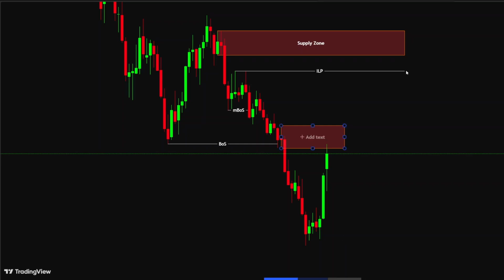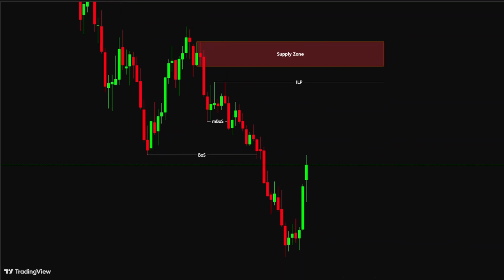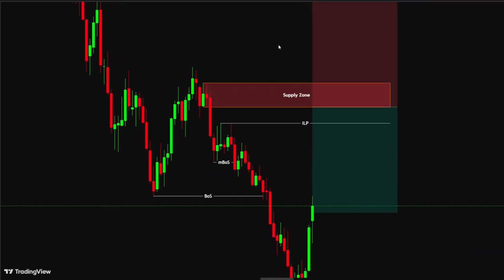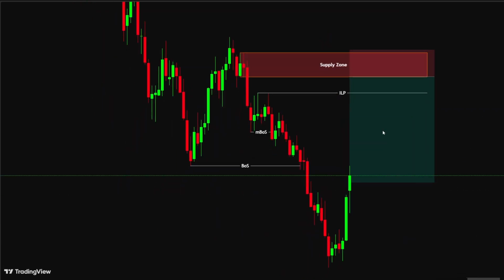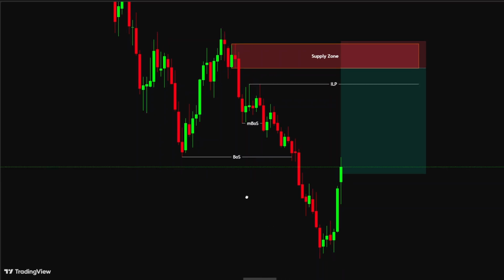Now, after we have marked that, what do we do? We place our limit order up here in the zone. Why do we think that price needs to come to this level? Simply because this is the only open space that price would want to come to rebalance, because price normally comes back to rebalance any imbalance that has been left behind.